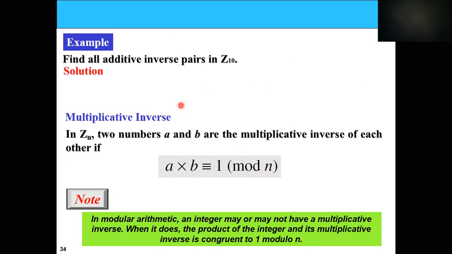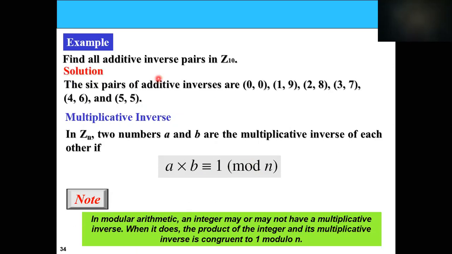Here, the additive inverse pairs in mod 10: 0 plus 0 is congruent to 0 under mod 10. If you add 1 plus 9, you get 10. If you divide 10 by 10, you get remainder 0. So 1 is the additive inverse of 9. Similarly, 2 is the additive inverse of 8, and 3 is the additive inverse of 7.